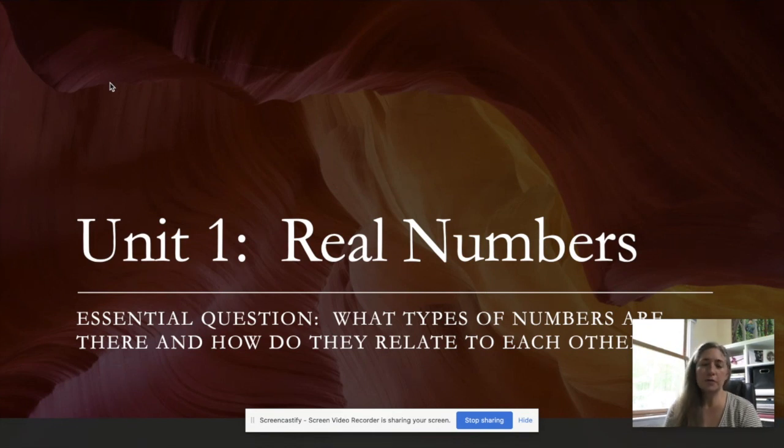So, our first unit is on real numbers. And the essential question is what types of numbers are there and how do they relate to each other? A lot of this unit is taking what you already know and going a little bit deeper into it. You might feel sometimes like, well, you learned this in fifth grade. But remember that we will always take it and add on to it the eighth grade objectives.